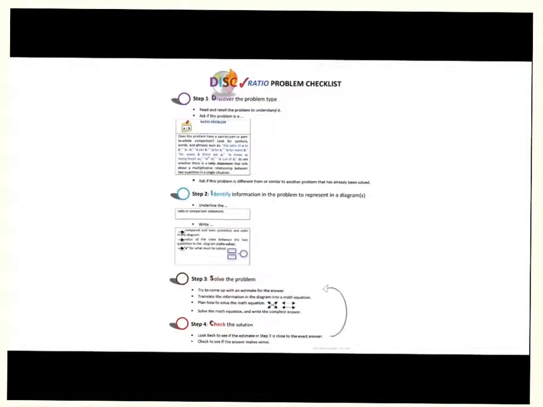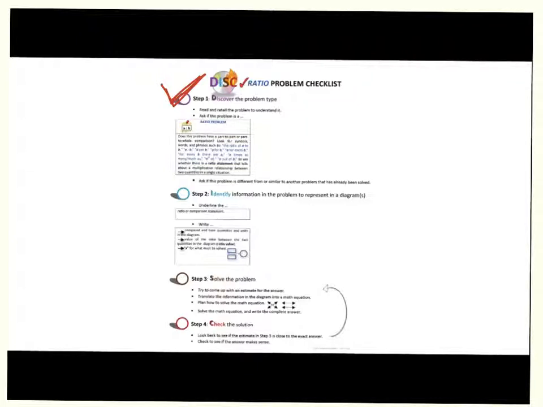We will be using this DISC ratio problem checklist a lot as we're going through word problems. So take a look at step 1. We have to discover the problem type. So you can check off as we go. And here you have to read and retell the problem to understand it. So you have to figure out, is this a part-to-part or part-to-whole comparison? Look at the symbols, what you need to find out, and so on.